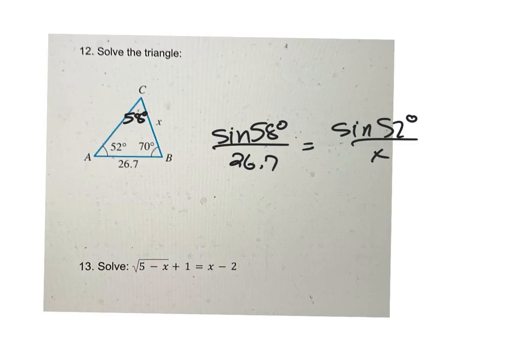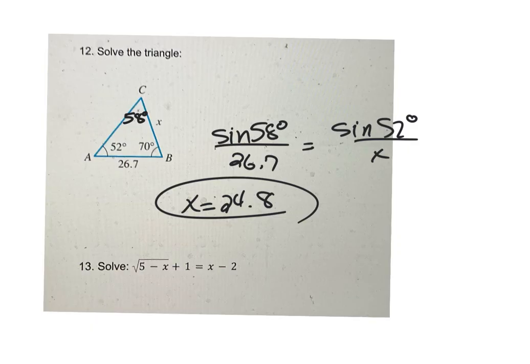Oh no, I'm in radians still. Let me go change that real quick. Make sure you're back in degree mode here. Okay, 26.7 times sine 52. Divide that by sine 58. I'm getting 24.8. So that x right there would equal 24.8. And we won't do the whole triangle. We'll just do whatever they're asking us for.